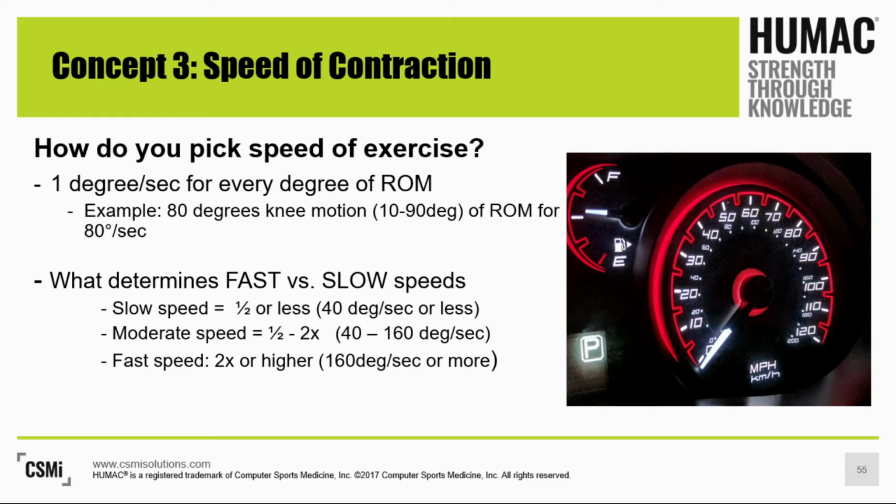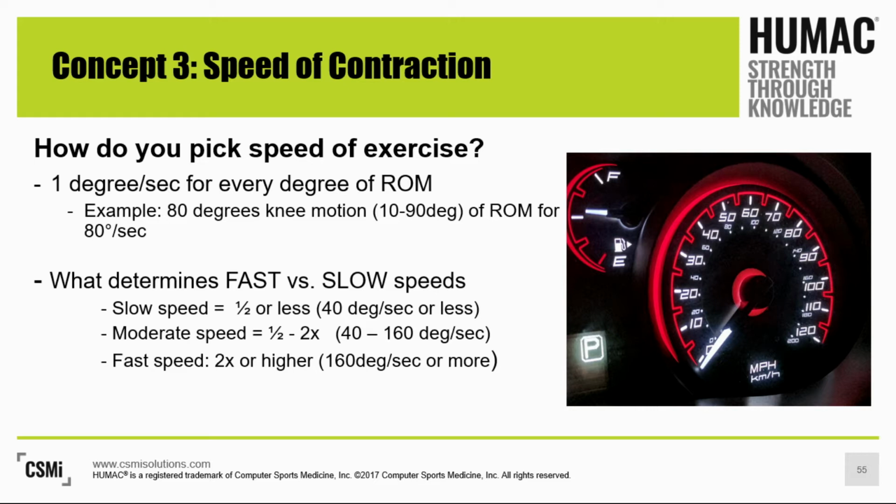Now, later we'll discuss why we limit the range of motion of knee extension to 10 degrees and not 0, but for right now, we're just going to talk about the speed. So if we define our slow speeds as half or less of the total range of motion, so in this example of 80 degrees of motion, a slow speed would be 40 degrees per second or slower. A moderate speed is half the range of motion up to 2 times the range of motion. Our example here is from 40 degrees per second to 160 degrees per second.